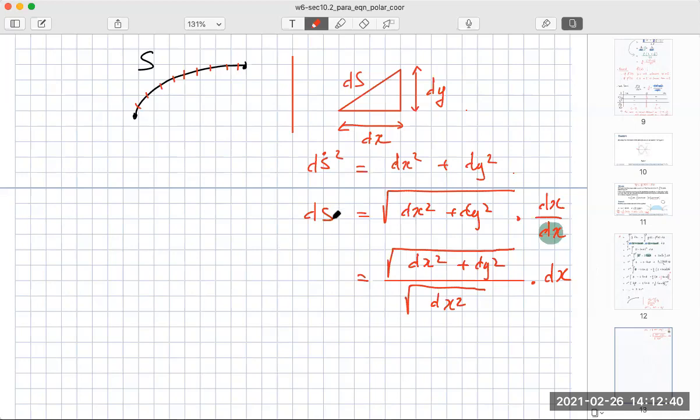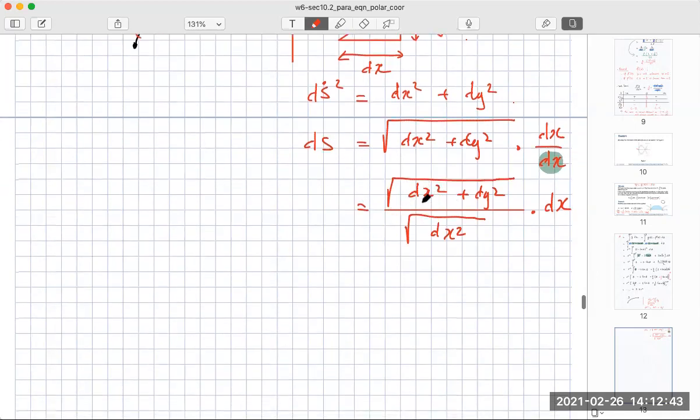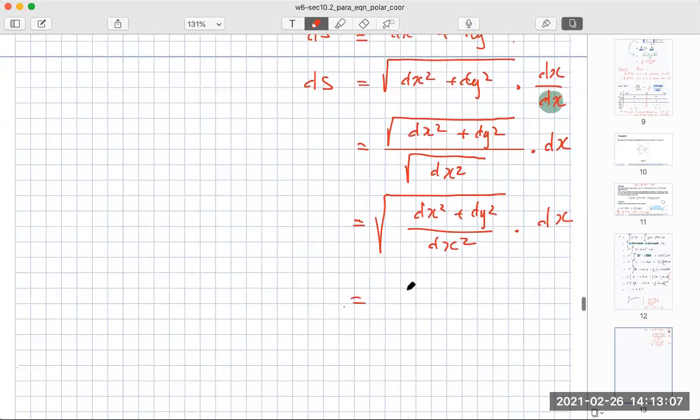But now, the properties of division, right? The two positive things under the square root, we see that it is the same as dx squared plus dy squared divided by dx squared, right? Okay, then keep simplifying it. We can write it as the square root of dx squared divided by dx squared, we write it as 1, plus dy squared divided by dx squared. Okay?